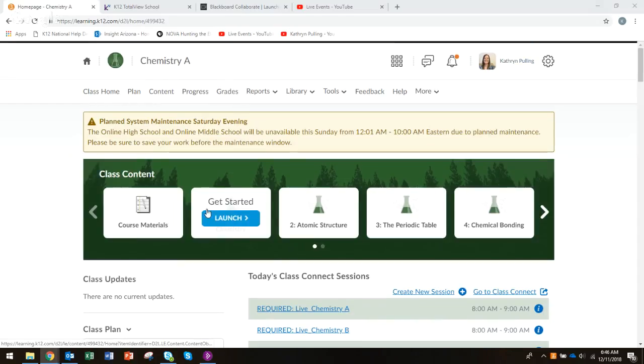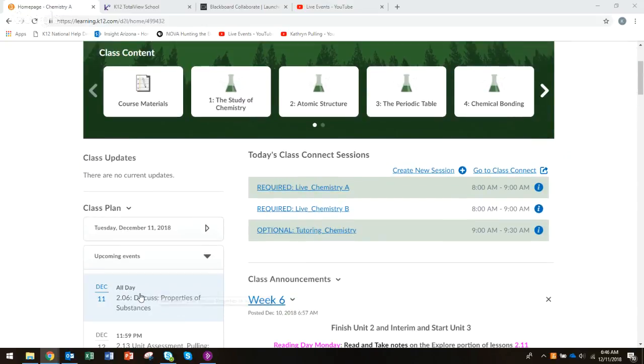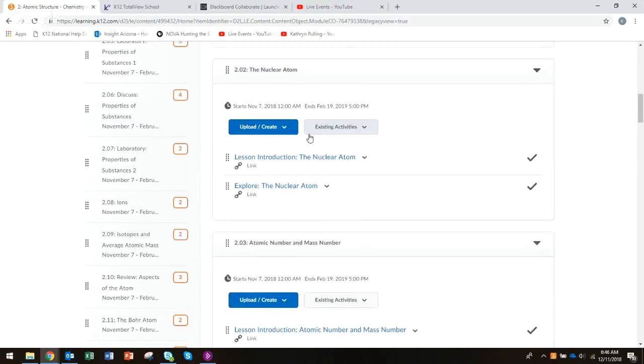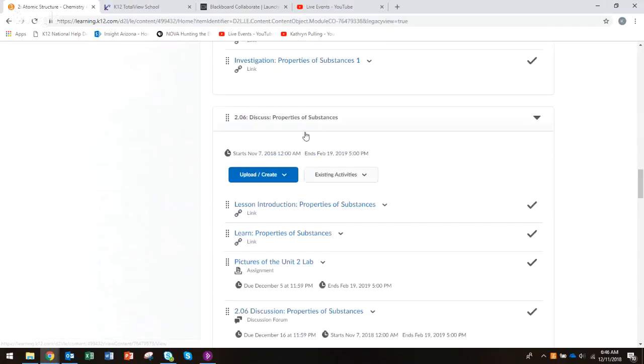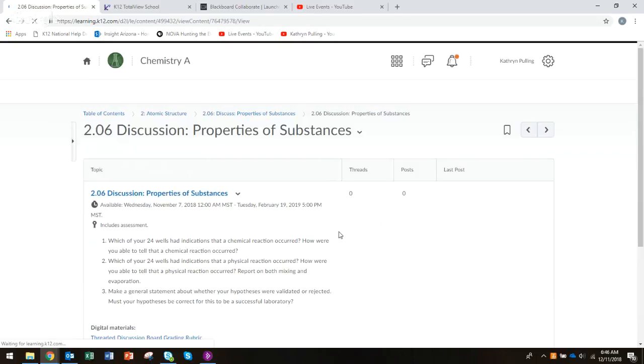So, Chemistry A homepage, shortcut to the assignment is right here, but for the recording's sake, I'm going to go the long way. So, atomic structure, Unit 2, launch that one. And then scroll down to 2.06. All right, so pictures, once you have them, go here, but the assignment is in this discussion area. So click on the title there. Then you're going to click on the title one more time.